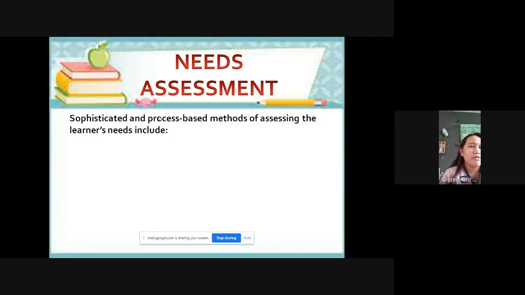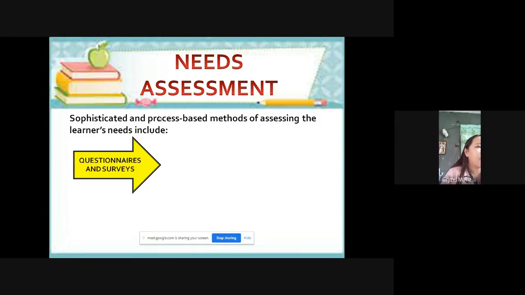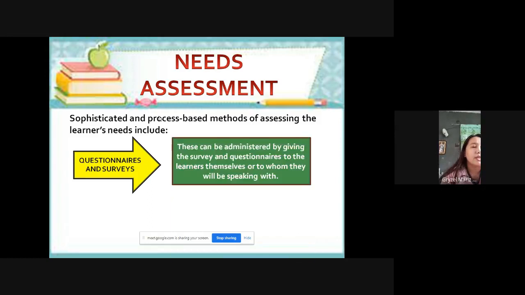Sophisticated and process-based methods of assessing the learner's needs include the following. Number one, questionnaires and surveys. So, in assessment, we are using tools to conduct it, and these are the tools that we were using. This can be administered by giving the survey and questionnaires to the learners themselves or to whom they will be speaking. So questionnaires or surveys are the list of questions that we ask the learners.